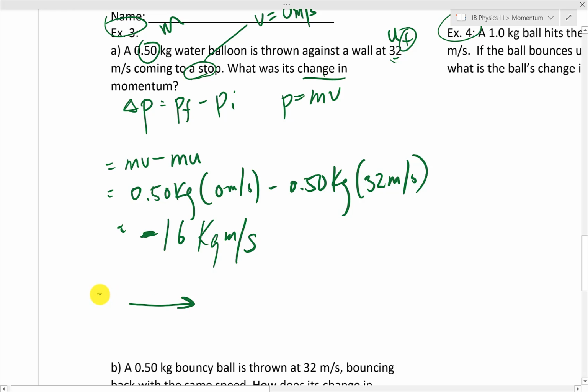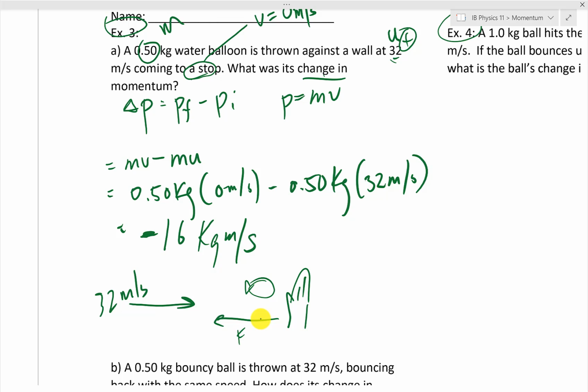If the water balloon was traveling in this direction with 32 meters per second, and you had to stop it with your hand, for example, okay? If you were to stop this water balloon moving towards your hand, in which direction would you be applying a force? If you're thinking you have to apply a force in the opposite direction, you are correct. And that's where this change in momentum business is going to go. We're going to later associate this change in momentum with a force. Not in this lesson, but we're just doing the calculations so you get used to it.